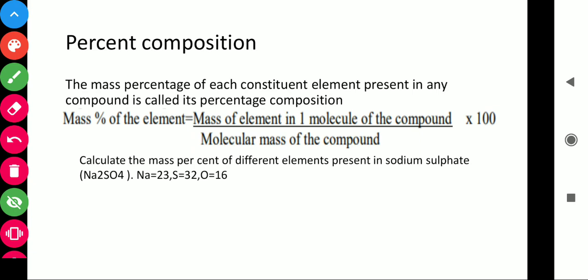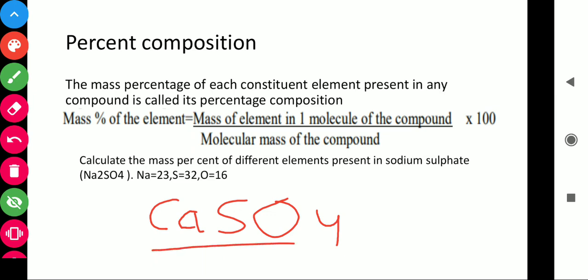You will do this numerical: calculate the mass percentage of the different elements present in calcium sulfate, CaSO4. Okay students, you will do it.